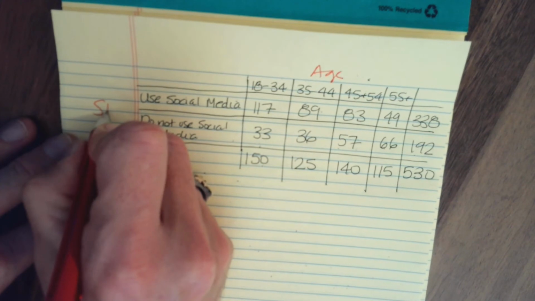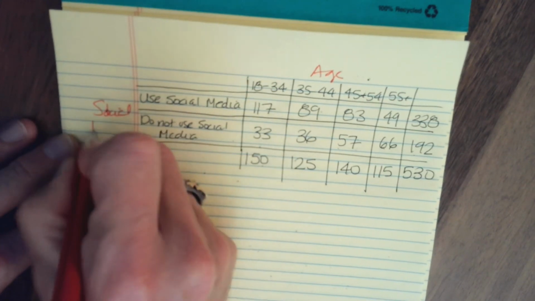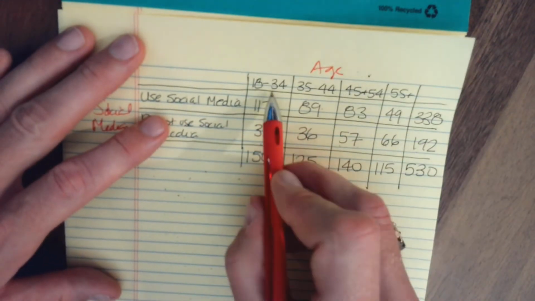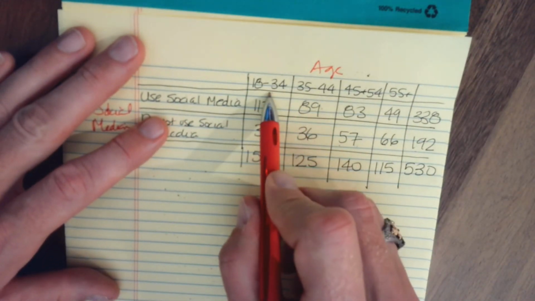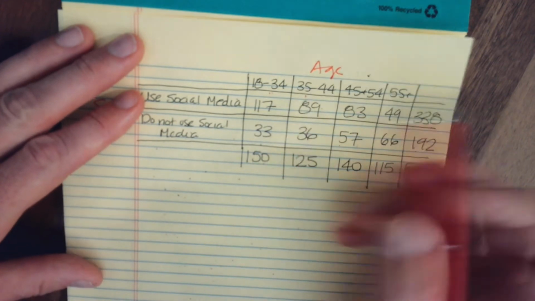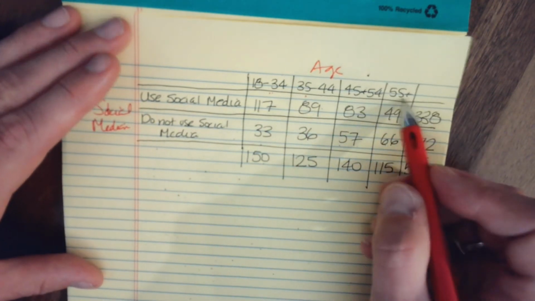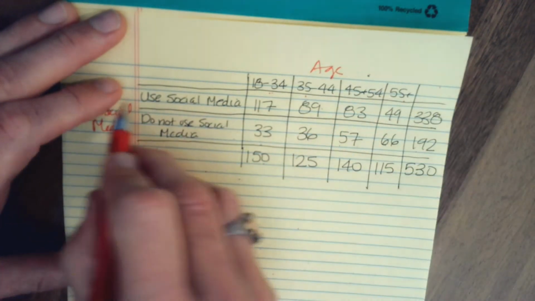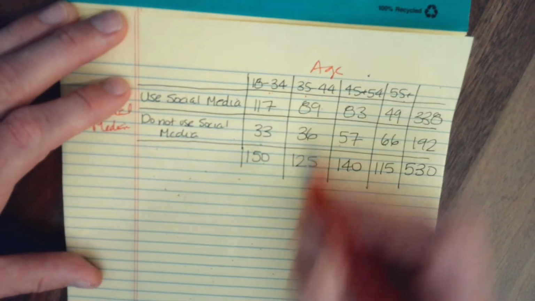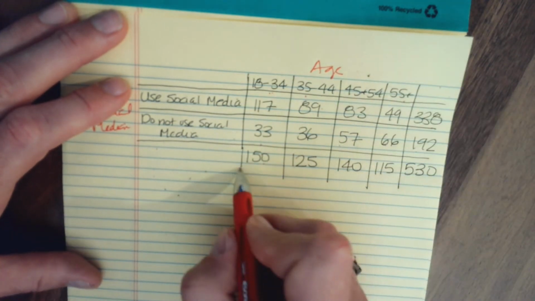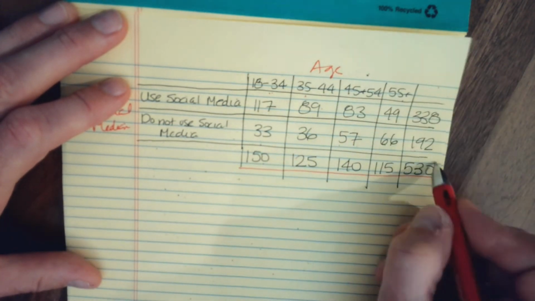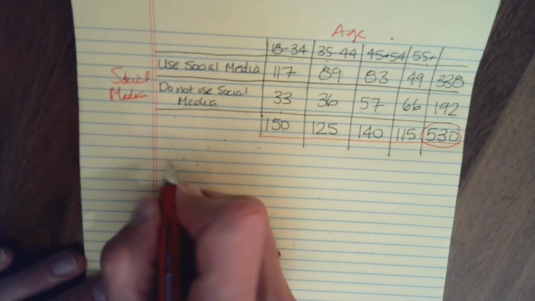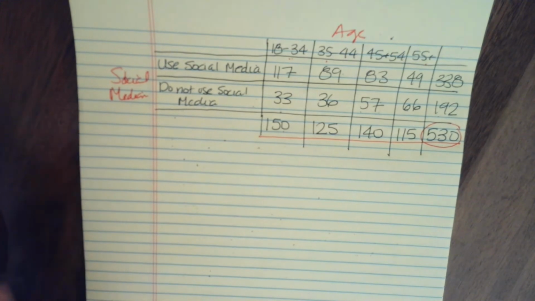Social media, yes or no, and then this was the age they could identify in one of these age groups: 18 to 34, 35 to 44, and for these two others, 55 plus. In the last column here, this is a total for social media use, and in each column we have a total for each age group. Those are the last values here, and then this is our grand total. So I want to use this in our rules of probability to answer some questions.